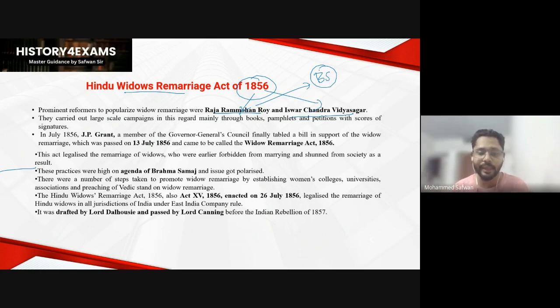For that purpose, they carried out many kinds of campaigns to help the women's community understand the social possibilities of having widow remarriages. For that, they conducted many campaigns like books, pamphlets, petitions, everything. They conducted it in many ways. And this is important.